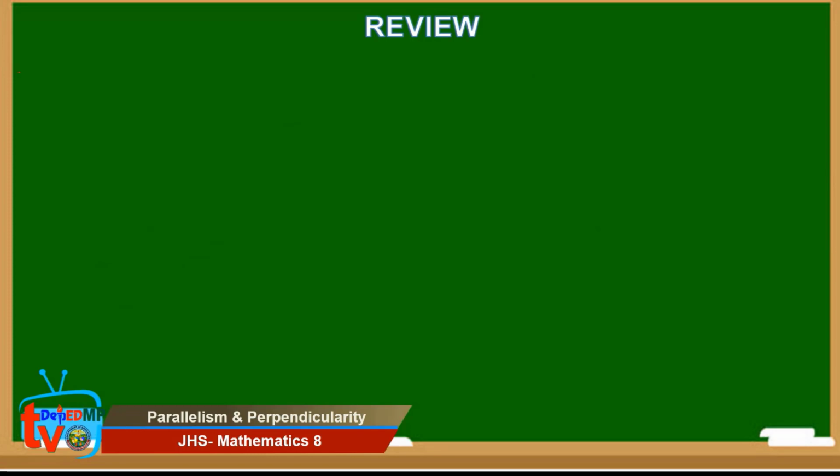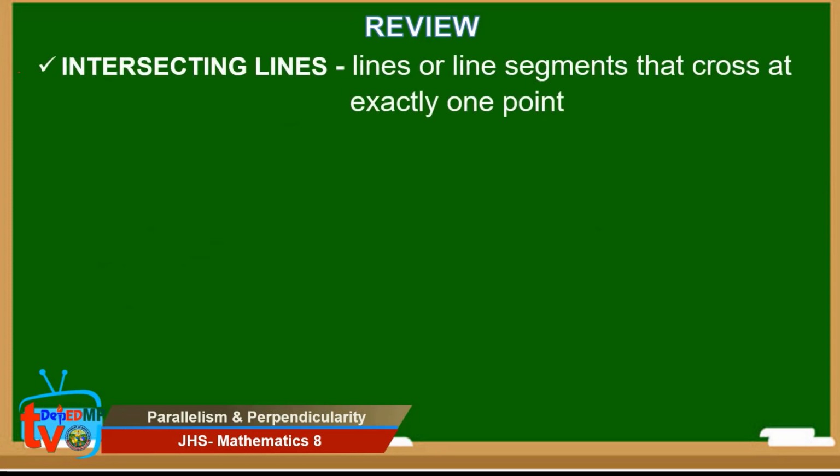Second, intersecting lines. These are lines or line segments that cross at exactly one point. In the figure, line AB intersects line CE at point D. We can see many things around as examples for this.